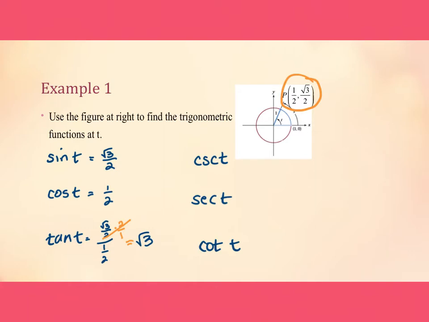Okay, so for cosecant, I flip sine. 2 over root 3. Can you leave a root in the denominator? Nope, we're going to rationalize. Multiply by root 3 and root 3. And I get 2 root 3 over 3. Secant, I flip cosine. This is just 2. And cotangent, I can either do x over y, or I can flip, which root 3 would be over 1. So it'd be 1 over root 3, and then rationalize it.